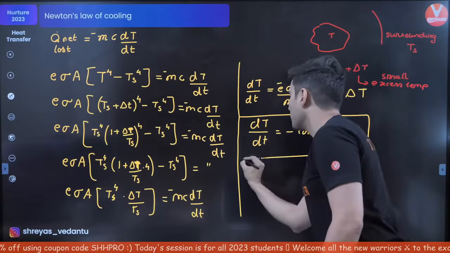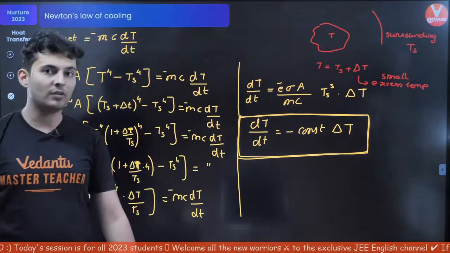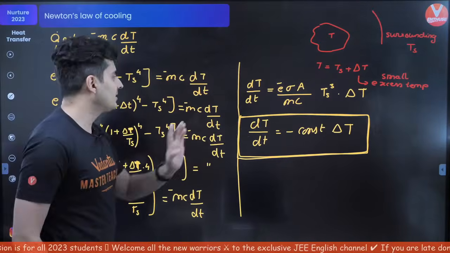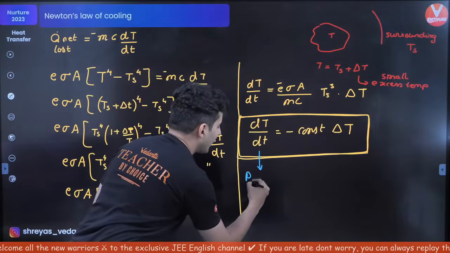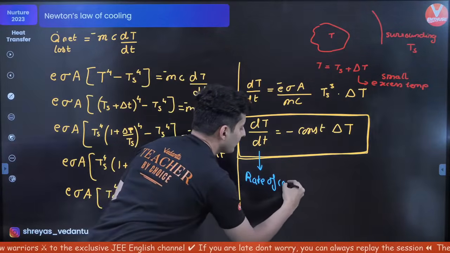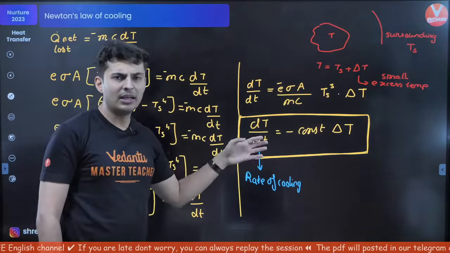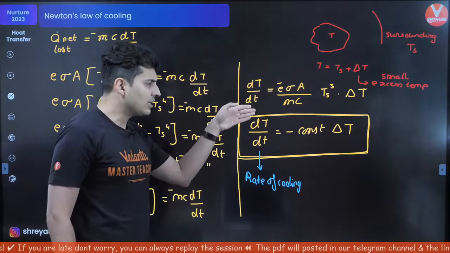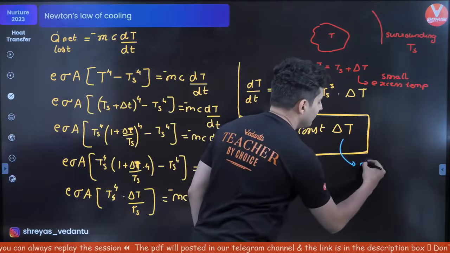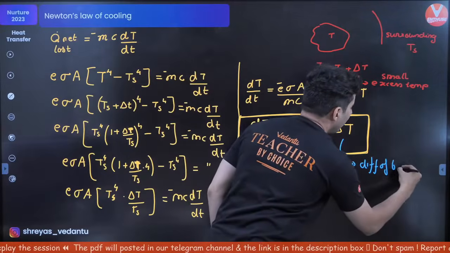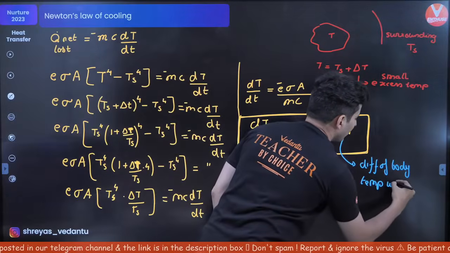This is called the Newton's law of cooling. This is a derivation of Newton's law of cooling. So what is this term? Let me repeat. This term over here, dT by dt, is called the rate of cooling. It's always in Kelvin per second, degree Celsius per minute, Kelvin per hour, whatever you want to keep. It's always temperature per unit time. That's called the rate of cooling. This delta T is the difference of body temperature, or the excess temperature, body temperature with surrounding.